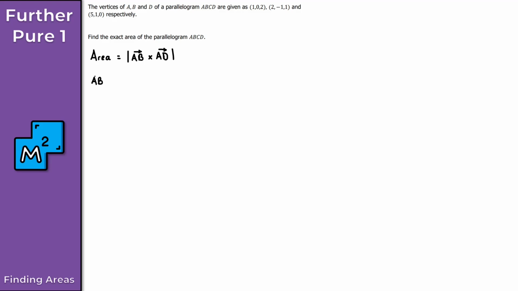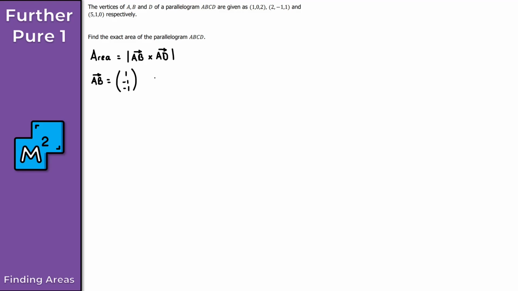So the vector AB here is equal to B minus A, so I get 2 minus 1, so that's 1. This is a column vector here, so I get 1. I then do minus 1, subtract 0, so I just get minus 1 again. And then I do 1 minus 2 here, so again, I get minus 1, like so. So this here then is the vector AB.